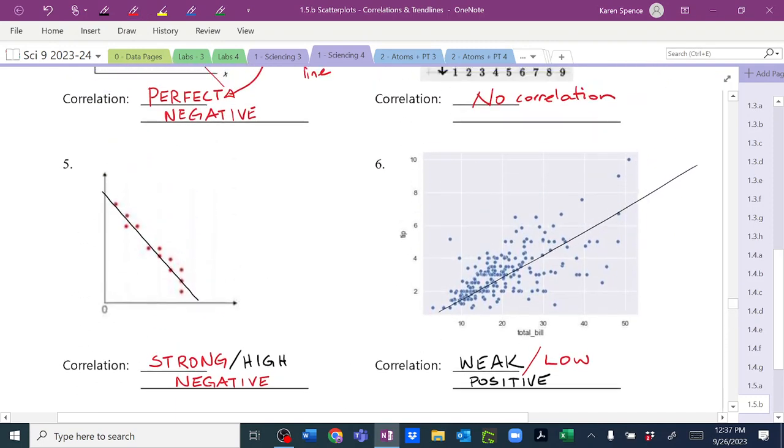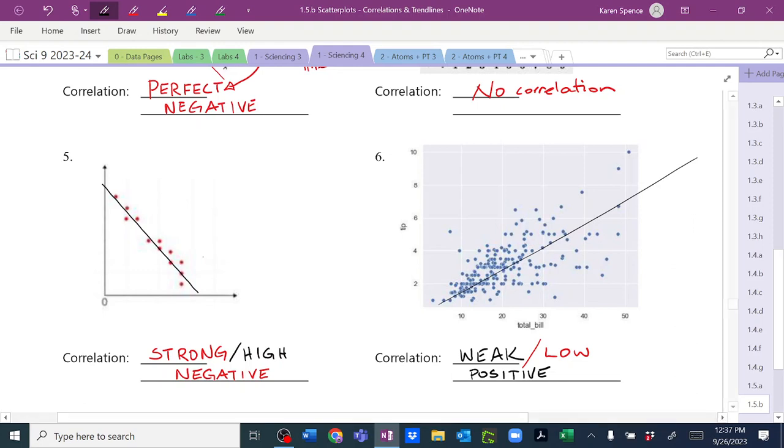Excellent. What if in number 5 we had a dot that was there? We would still have a strong high or high negative correlation, but what would we call that point? Tell your partner if you can remember. Anyone want to tell me what that one is? That is an outlier. It lies outside of the normal data.